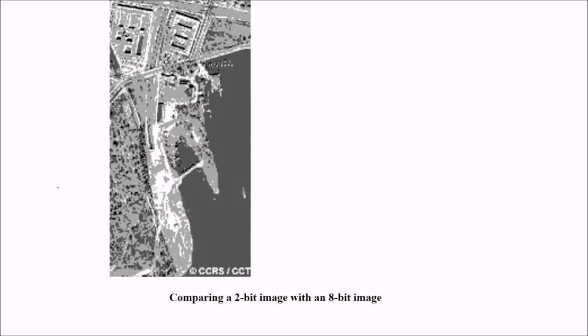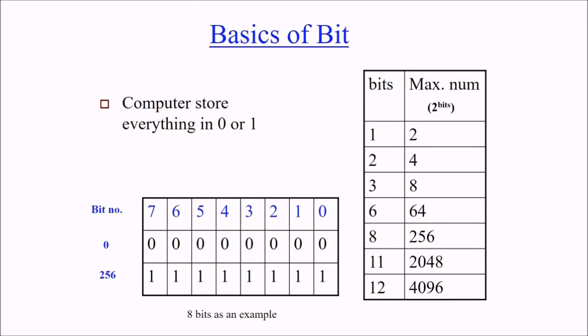Just for an example, this is a 2-bit image. If I increase this 2-bit image's radiometric resolution to 8 bits, 2 to the power 2 is what? 4. So only 4 gray levels are represented, 0 to 3. But now in 8-bit, we have 0 to 255. So this is more clear. We have gray levels which vary from 0 to 255.